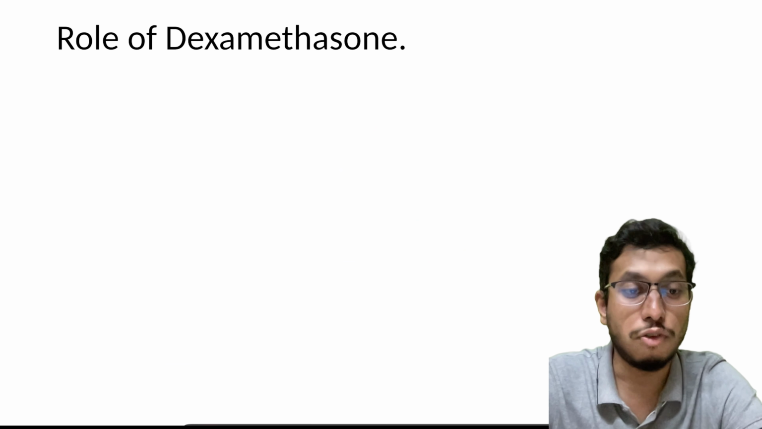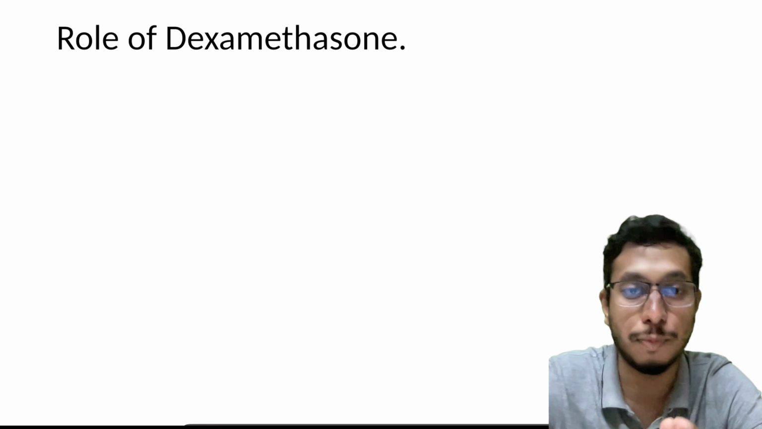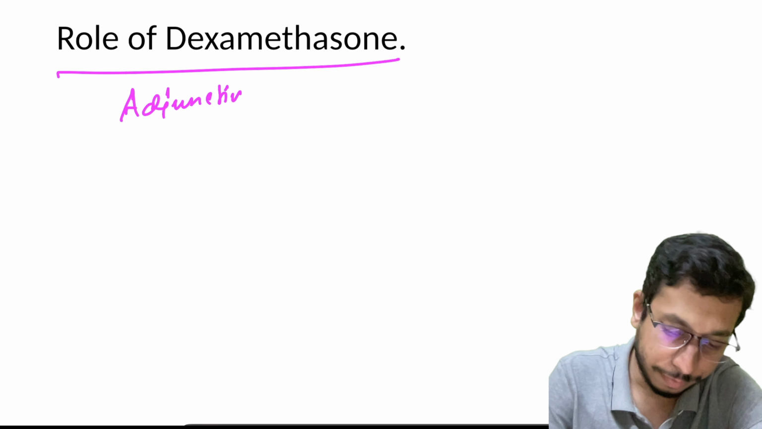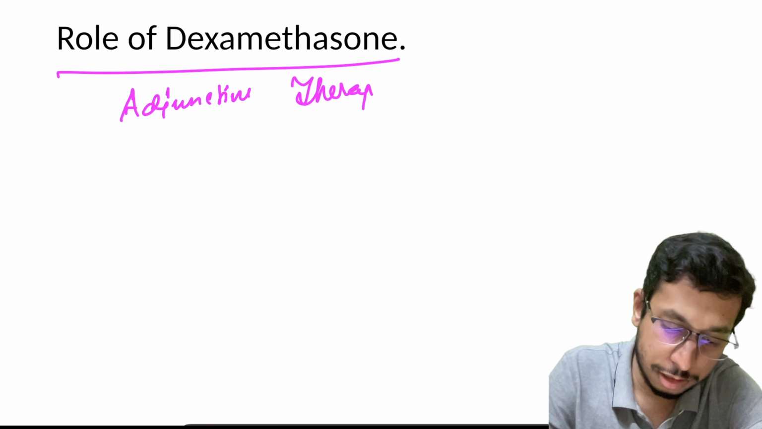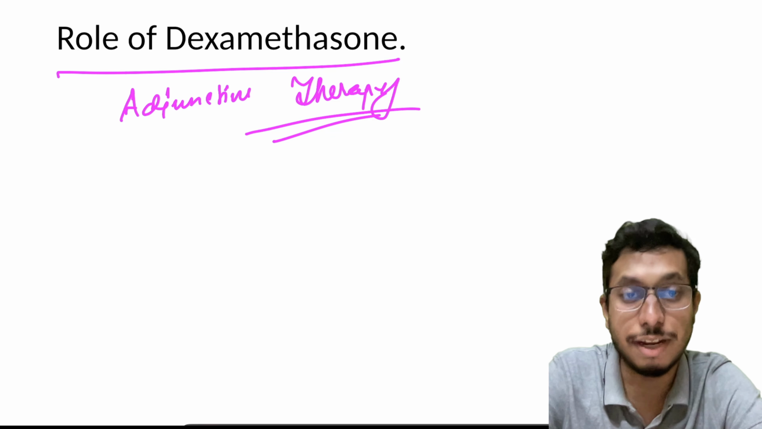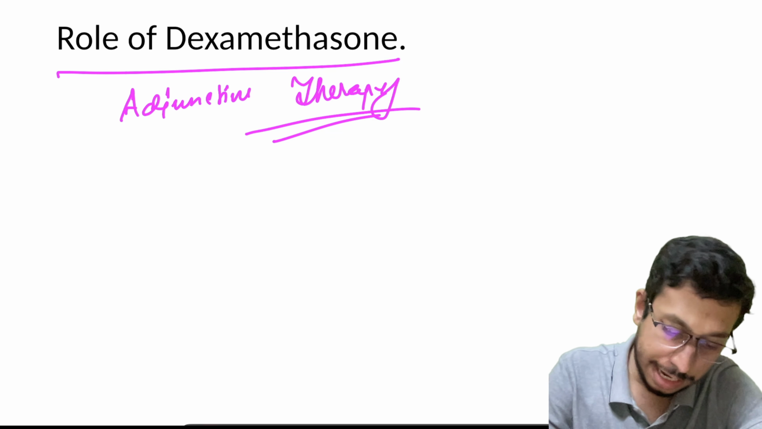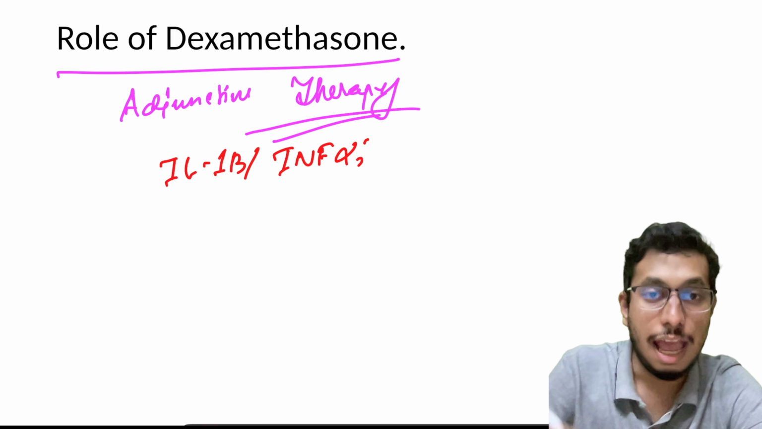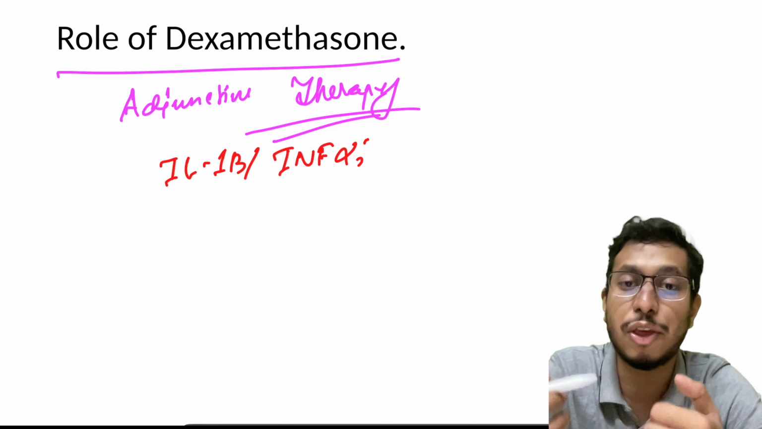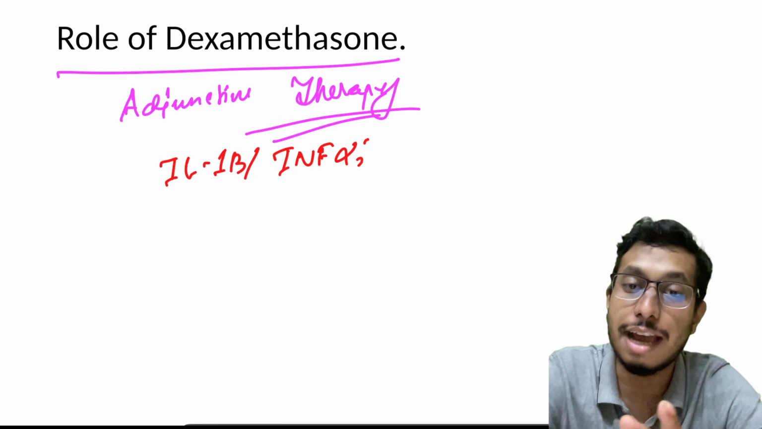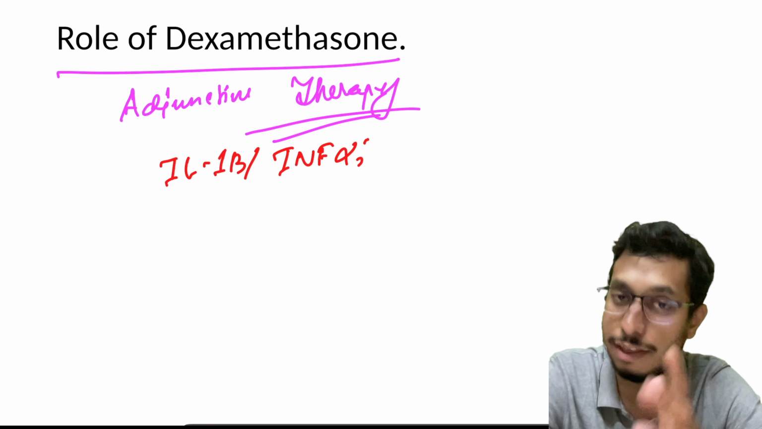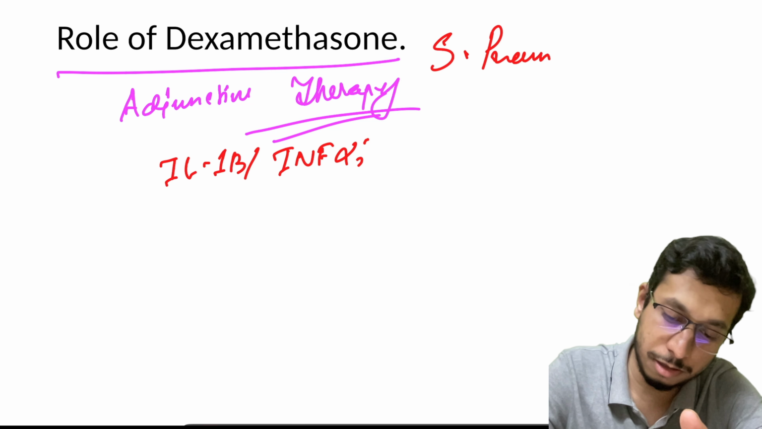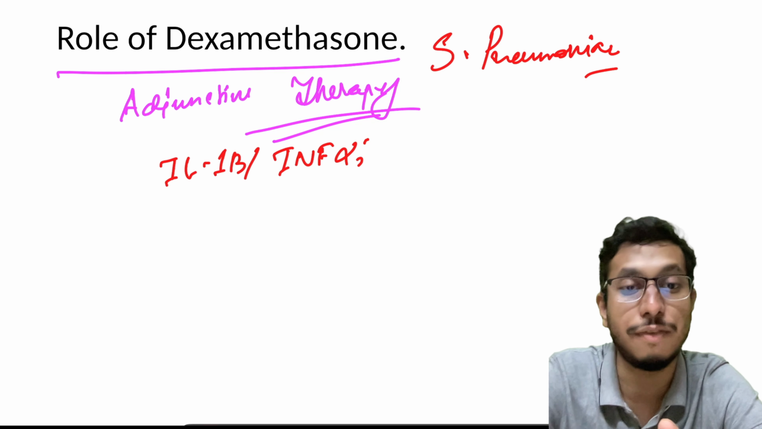Now coming to a very important topic, the most important topic: what is the role of dexamethasone? Dexamethasone acts as adjunctive therapy to the primary treatment. It reduces interleukin, mainly interleukin 1 beta, and TNF alpha, and it reduces meningeal inflammation and sequelae of meningitis like hearing loss and neurologic damage. All of these sequelae are reduced. It is most beneficial in Streptococcus pneumoniae infection.